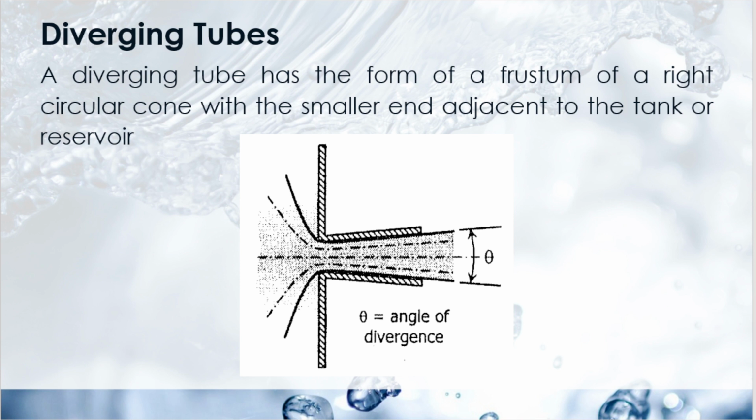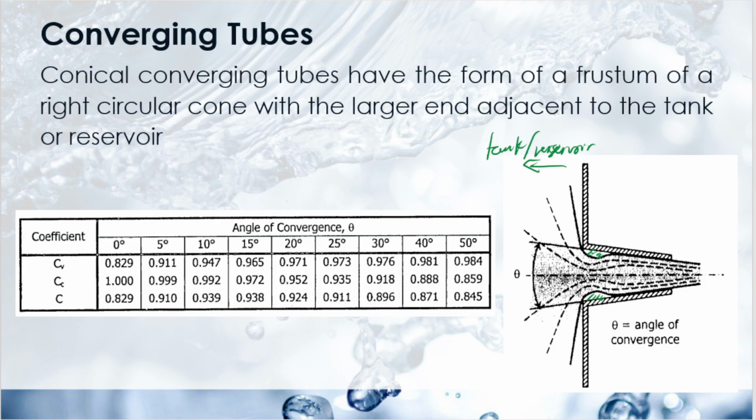There's no table particularly on that, but as I said, it could be computed by applying the concept of device coefficients. So C is equal to C sub C multiplied by C sub V. No need for memorization of values; if it is a specific angle, the value should be presented just like this one. So we're done with converging tubes and diverging tubes.